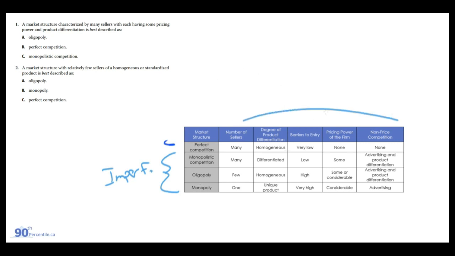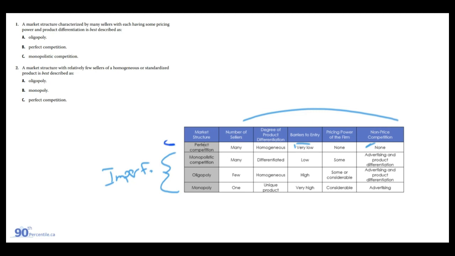So if you go column to column, perfect competition, we're already familiar with it. There's a bunch of different sellers. Pretty homogeneous means that they're selling the same product pretty much. Very low barriers to entry. The firm doesn't have any pricing power. They take the market prices given, and similarly, they have no non-price competition, so any way that they compete with others outside of price.